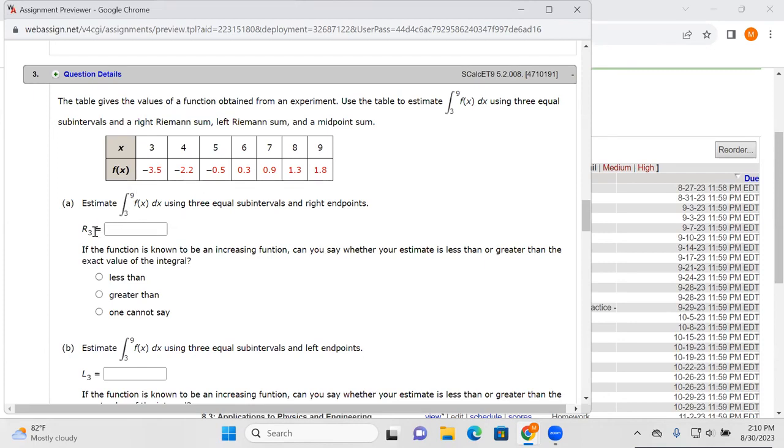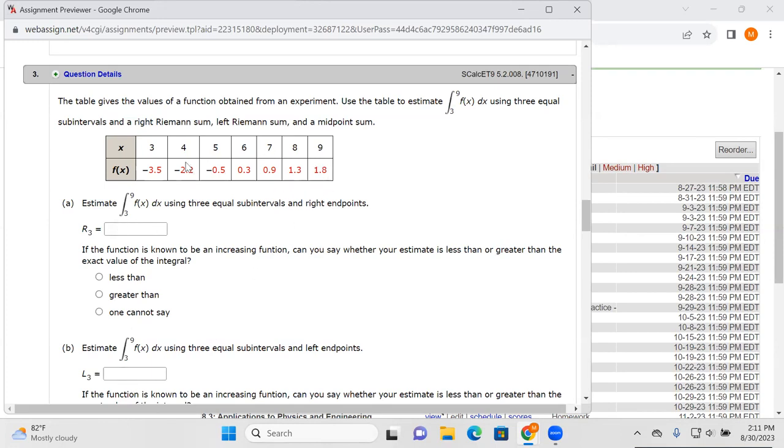Now, if we're going between 3 and 9 using an R3 computation, that's a right sum with 3 subintervals. So let's see, we go from 3 to 5, 5 to 7, and 7 to 9. Between 3 and 5, the right endpoint is minus 0.5. Between 5 and 7, the right endpoint evaluates to be 0.9. Between 7 and 9, the right endpoint evaluates to be 1.8. So when we're doing our right sum, our heights are going to be minus 0.5, 0.9, and 1.8.